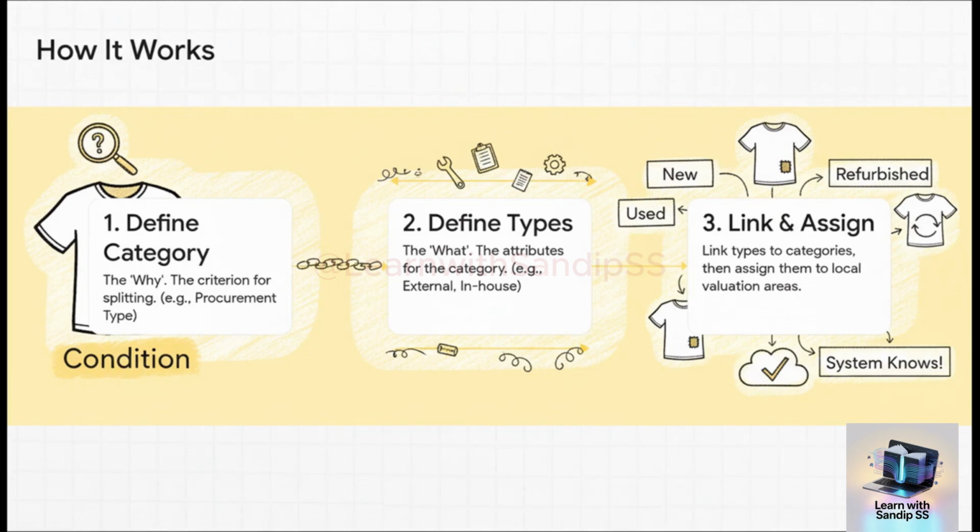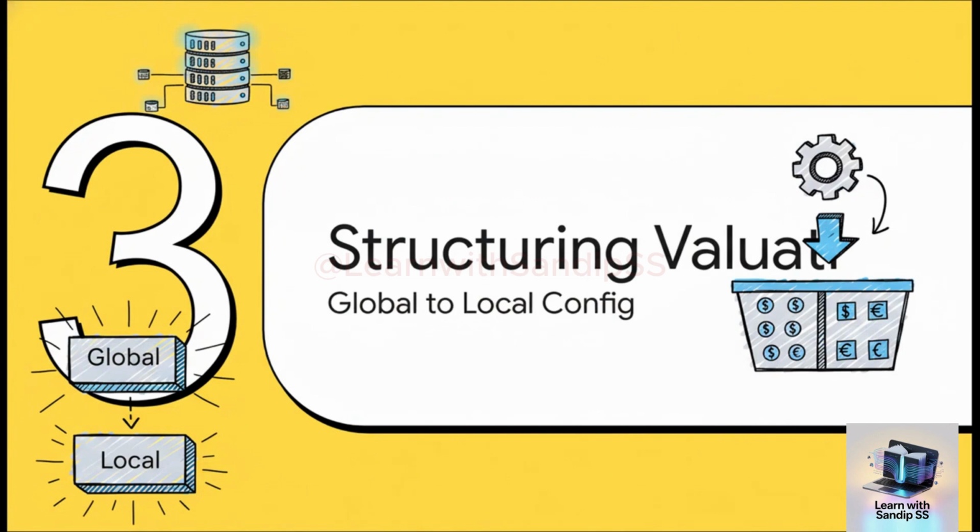Let's make this even simpler with a quick analogy. Imagine your material is a t-shirt. You decide your valuation category, your main reason for splitting the value, is its condition. Okay, so what are the different conditions? Those are your valuation types: new, used, and refurbished. You link those types to the condition category and boom, the system now understands that any t-shirt can be valued as new, used, or refurbished. It's that straightforward.